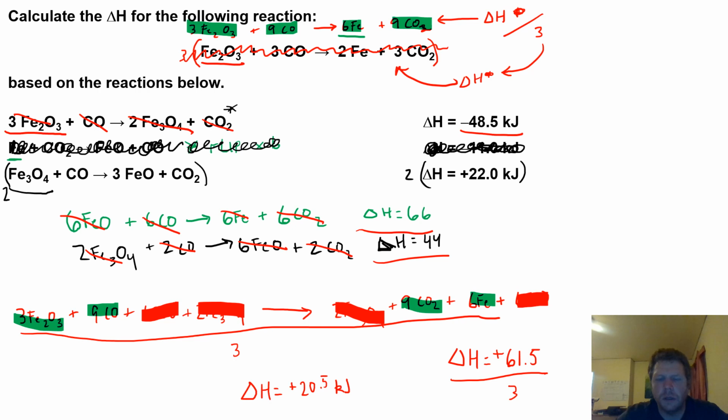Oh, sorry. In thinking about this, delta H is positive 20.5 kilojoules. Is this an exothermic or an endothermic reaction? It's important not to lose sight of all of this. Well, that delta H that is positive is an indicator of an endothermic reaction. So that means it's pulling heat from the environment.